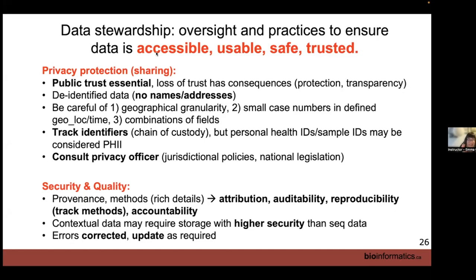Now, there are fields that are not particularly identifiable on their own, but if there is a small number of cases or the combination of information types is unique, then people could hypothetically use that information to identify someone. Always track identifiers. When samples and sequences switch hands between different departments or organizations, they often get renamed. Tracking different IDs establishes, like I mentioned before, a chain of custody, but also be aware that personal health IDs or even sample IDs may be considered personal health information, and so you may not be able to share them.